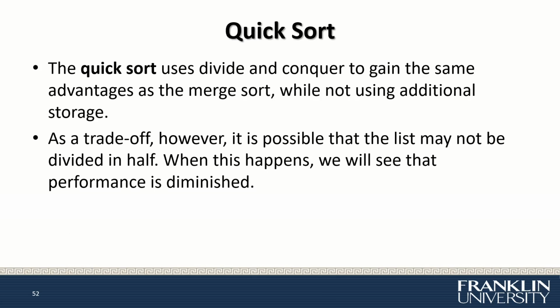Quicksort uses divide and conquer to gain the same advantage as the merge sort, while it does not use additional storage. What that really means is merge sort uses recursion, and recursion will use more memory because of the stack. Every time you call the function, you create a stack for the function. Quicksort doesn't use recursion, so it does not have that memory trade-off. As a trade-off, the list may not be divided in half, so you could see some trouble with quicksort depending on how you partition. But modern day quicksort is really fast.